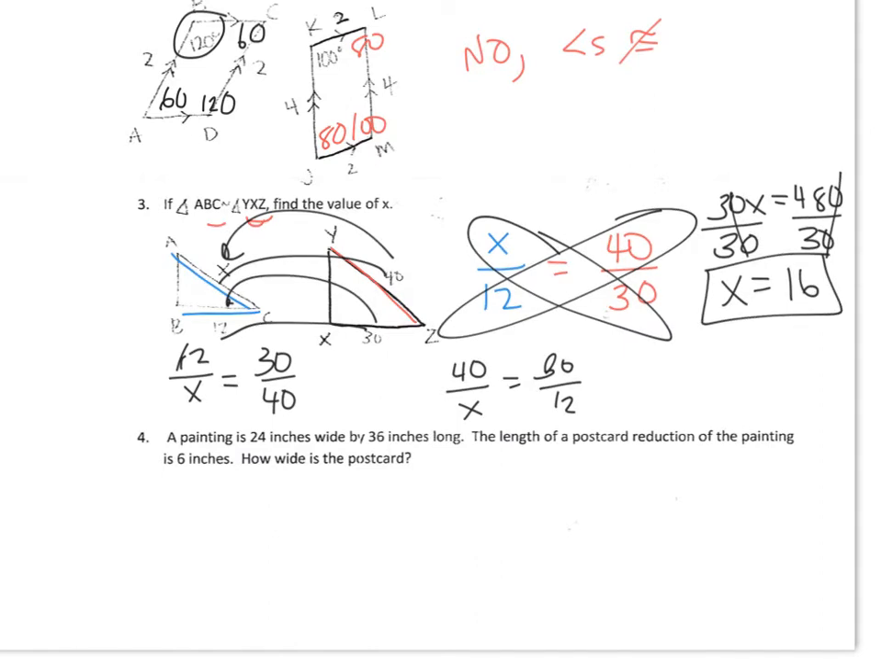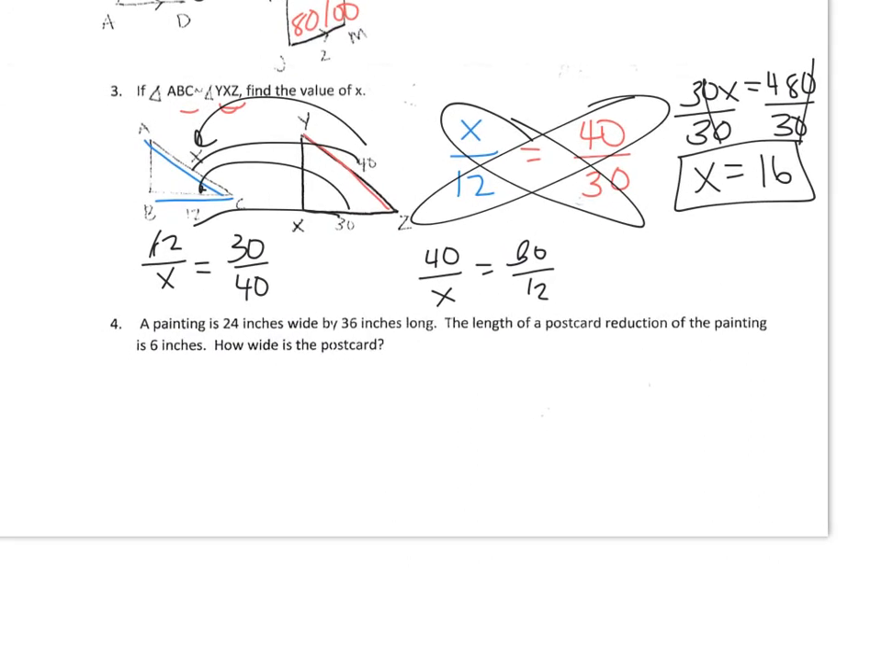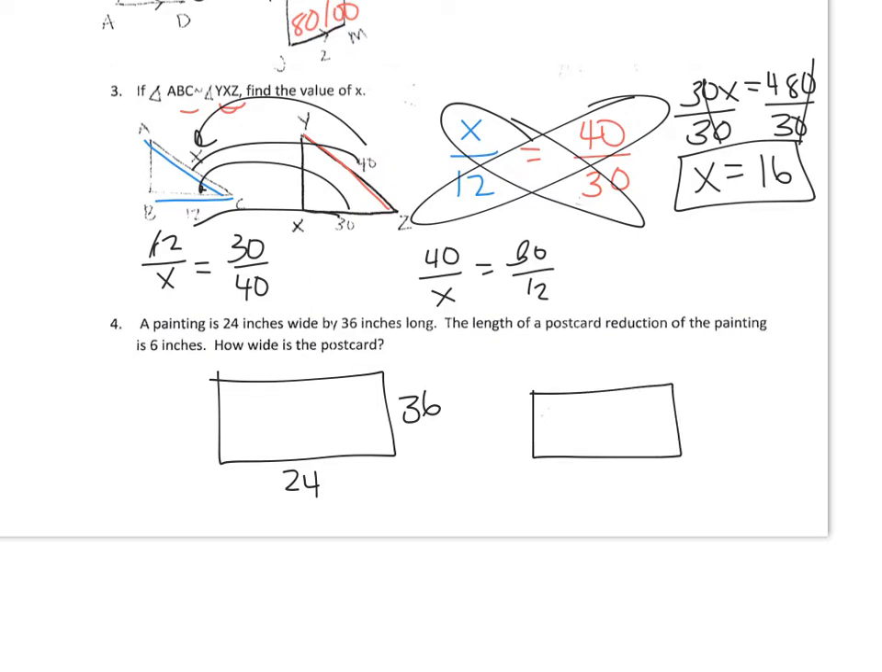And then number 4, a painting is 24 inches wide by 36 long. Oops, I didn't even draw it right. The length of the postcard reduction is 6 inches. So the length is 6 inches. So this has to match up with here. How wide is the postcard? So W.